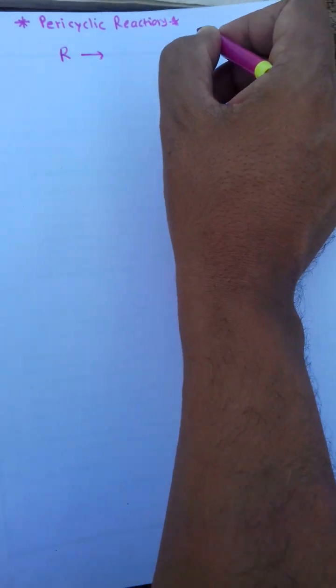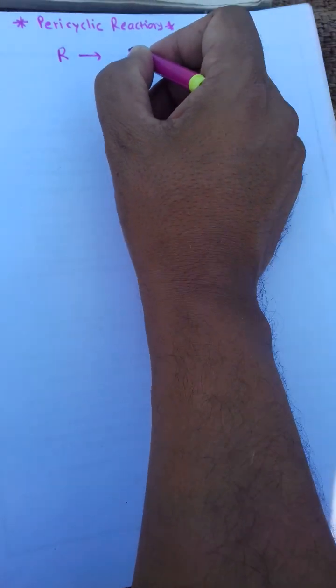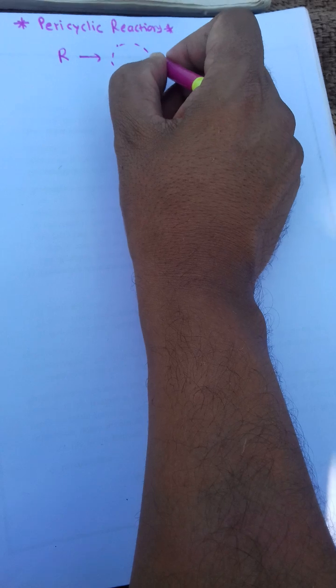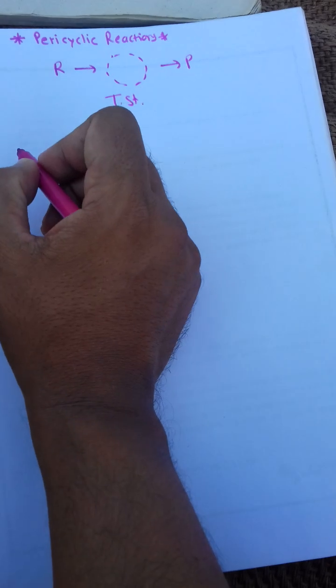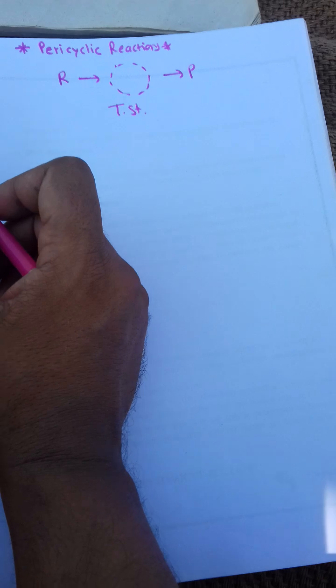The meaning of pericyclic is around a ring. So whenever the reactant is going to form product via a cyclic transition state, the transition state must be cyclic. Then and only then we call this a pericyclic reaction. So what is peri? Peri means around and cyclic means ring.